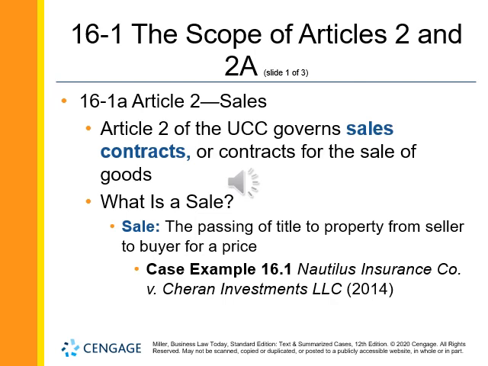The scope of Articles 2 and 2A of the Uniform Commercial Code. Article 2 of the UCC governs sales contracts, which are contracts for the sale of goods. A sale is defined as the passing of title, that is evidence of ownership rights, from the seller to the buyer for a price, which can be money, goods, or services.